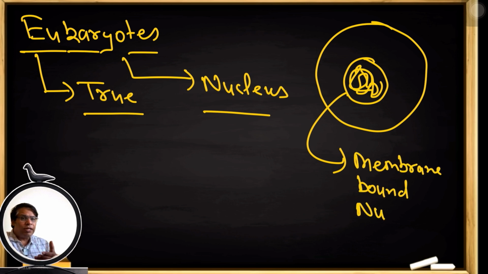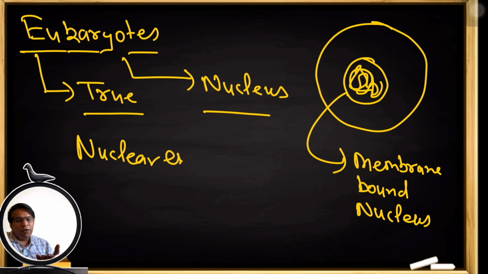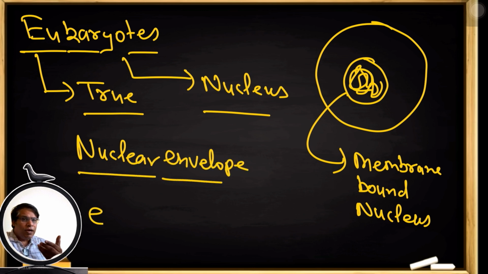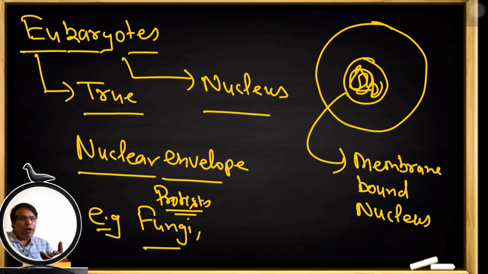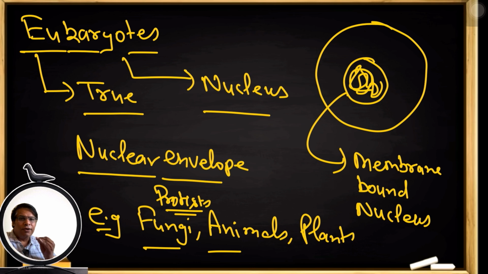Now here, what are the examples of eukaryotes? It is simple: protists, animals, fungi, plants, all these are examples of eukaryotes. Keep in mind, in the case of eukaryotes, what you are going to see is true nucleus. Around the nucleus, you are going to see nuclear envelope. And the examples of eukaryotes: protists, fungi, animals and plants. Now let us move forward.